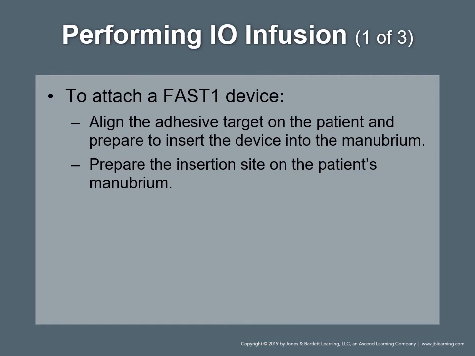Performing IO infusion. Follow the steps in Skill Drill 13.3 to perform IO infusion using an Easy IO device. To attach a FAST one device, follow these steps. Align the adhesive target on the patient and prepare to insert the device into the manubrium. Prepare the insertion site on the patient's manubrium.